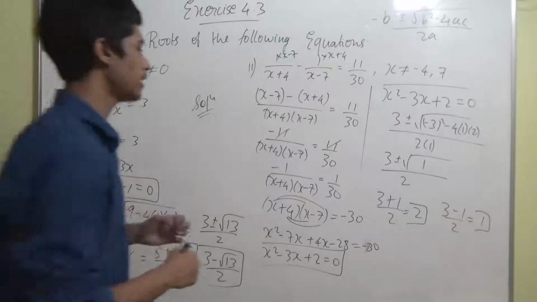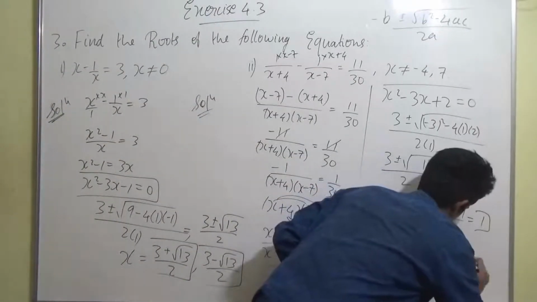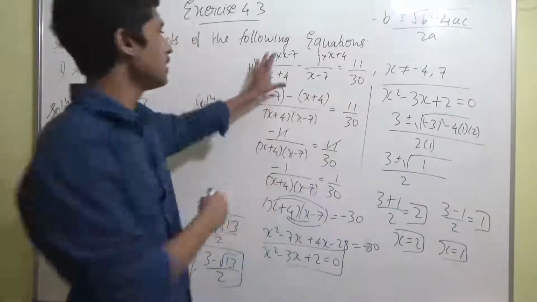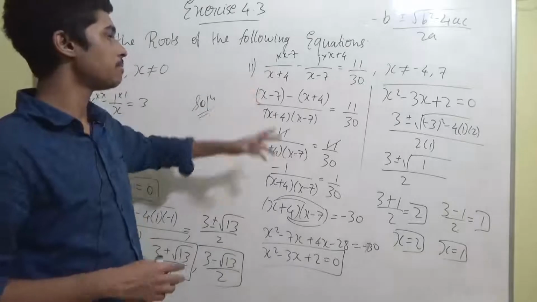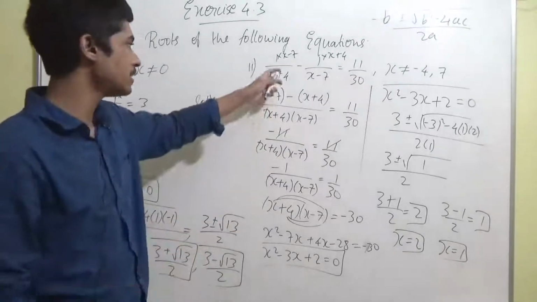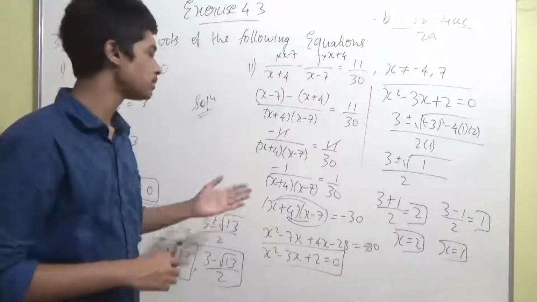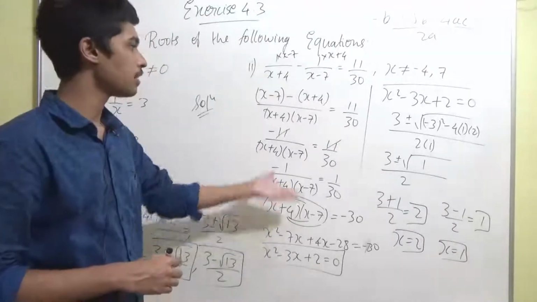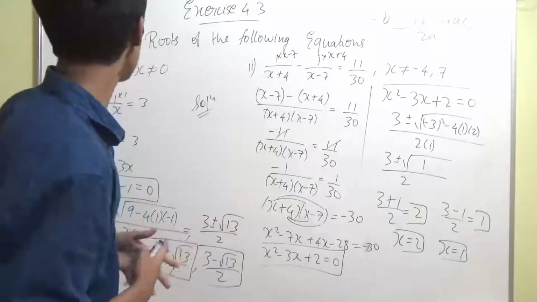X equal to 2 and x equal to 1. So what we did, guys, we just brought the given fractional formula into a quadratic formula by just bringing it in the standard form. We took the LCM since it was in fractional form and then we just simplified it. After simplifying, we got a quadratic formula and we applied the quadratic formula to find the roots of the quadratic equation. As simple as that, guys.